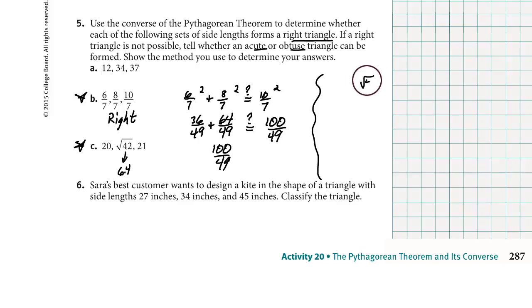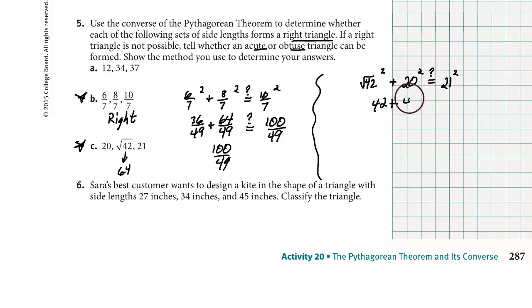So a is the square root of 42 squared plus, now the next biggest number has to be b, and that's the 20 squared. And then for the letter c, the largest number, 21 squared. Are these equal to each other? The square root of 42 squared makes 42 because square roots and squaring cancel each other away.